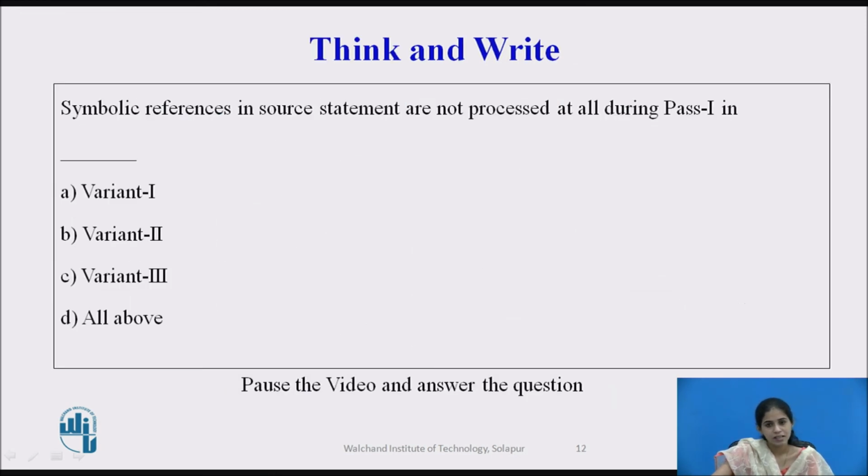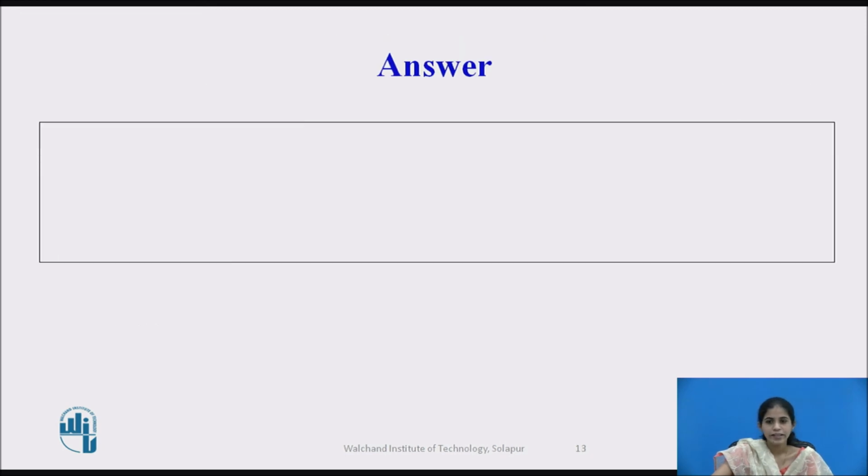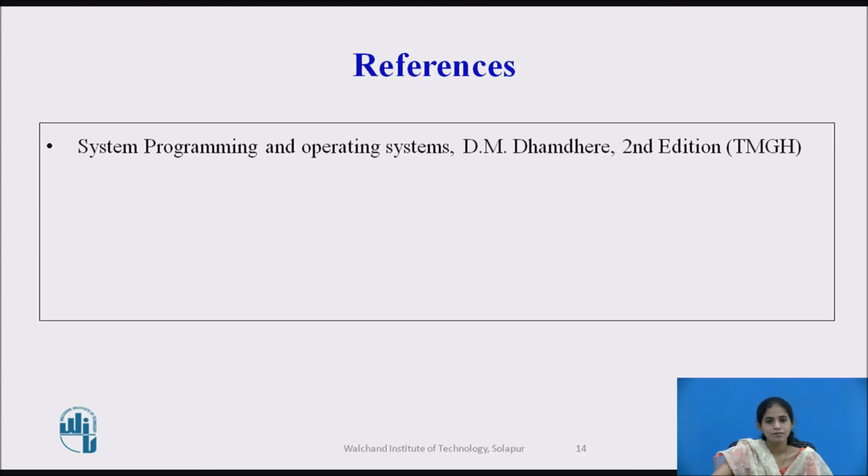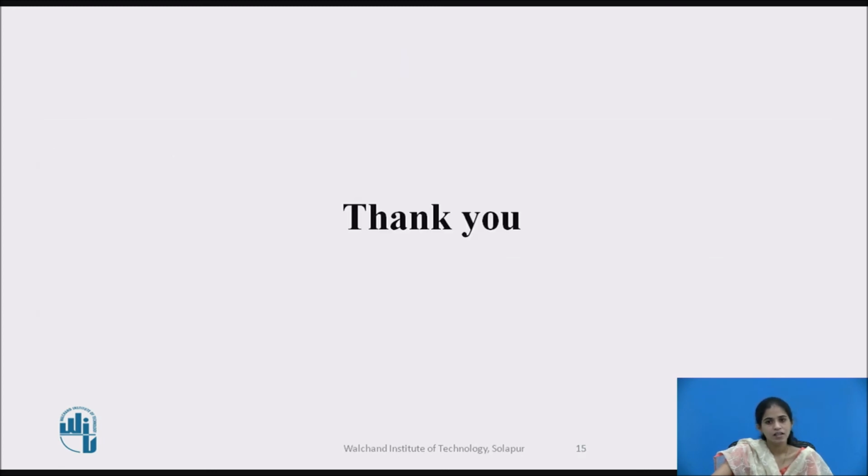Now after seeing the concept of intermediate code, can you tell me, the symbolic references in the source statement are not processed at all during pass 1 in dash? The options are variant 1, variant 2, variant 3, all of the above. Pause the video and think on it. Basically, the symbolic references in pass 1 are not processed in variant 2. These are the references. Thank you.